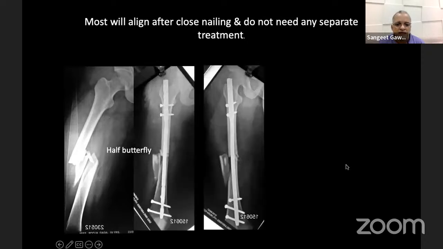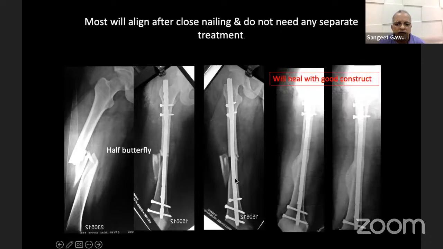This is a half butterfly. You can see that fragment, which is involving the distal femur. It is reversed and nothing was done, but it is very close to the nail. And that is how it has healed. Here, the construct is good with the nail length, thickness, and adequate number of screws in proximal and distal canal.